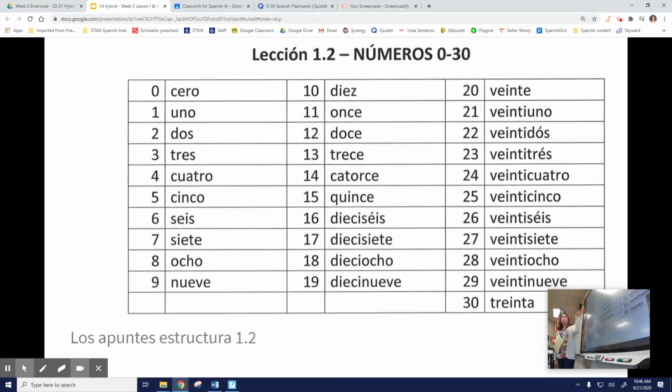Piensan. What patterns do you see in these numbers, in the number words? Just think for 30 seconds. You don't have to say anything quite yet. What patterns do you see?